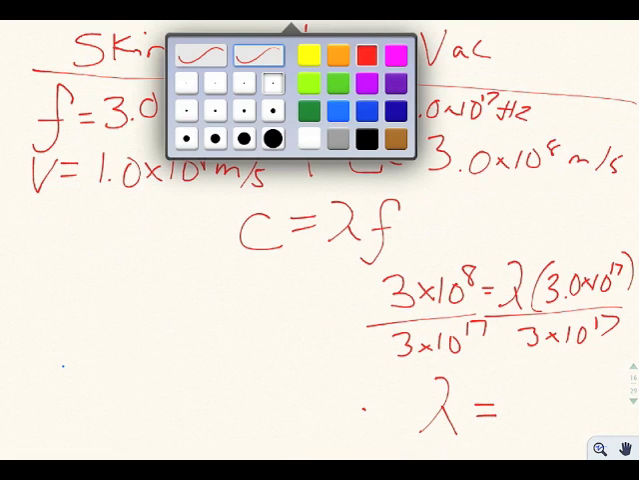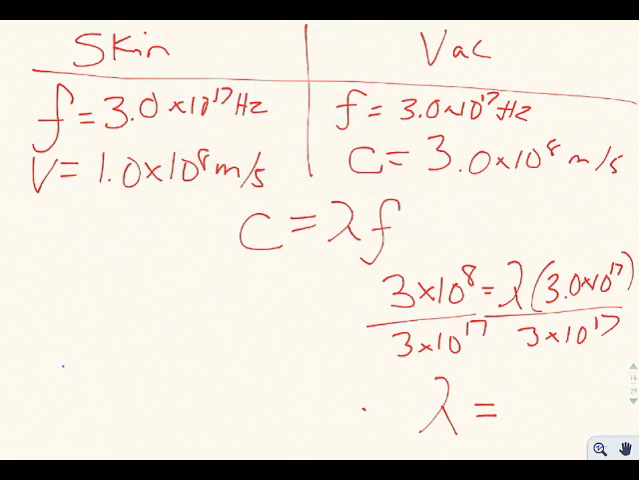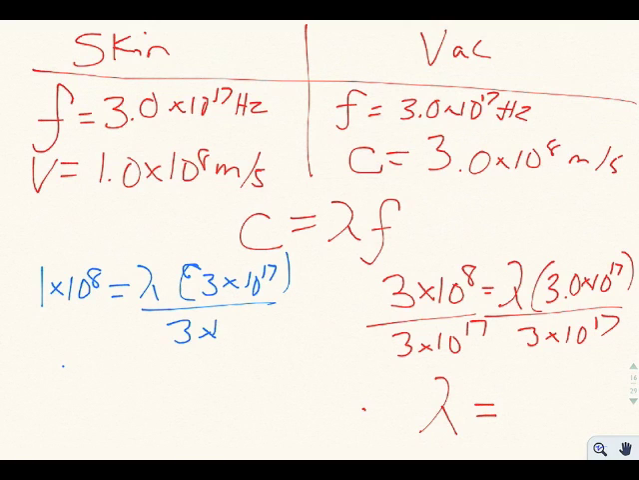Now we do it on the other side, and we would say 1 times 10 to the 8th equals lambda times the frequency, which is still 3 times 10 to the 17th. Divide both sides by 3 times 10 to the 17th, and then you would get your answer as lambda. So you have two wavelengths, one for when it travels in a vacuum and one for when it travels in the skin.